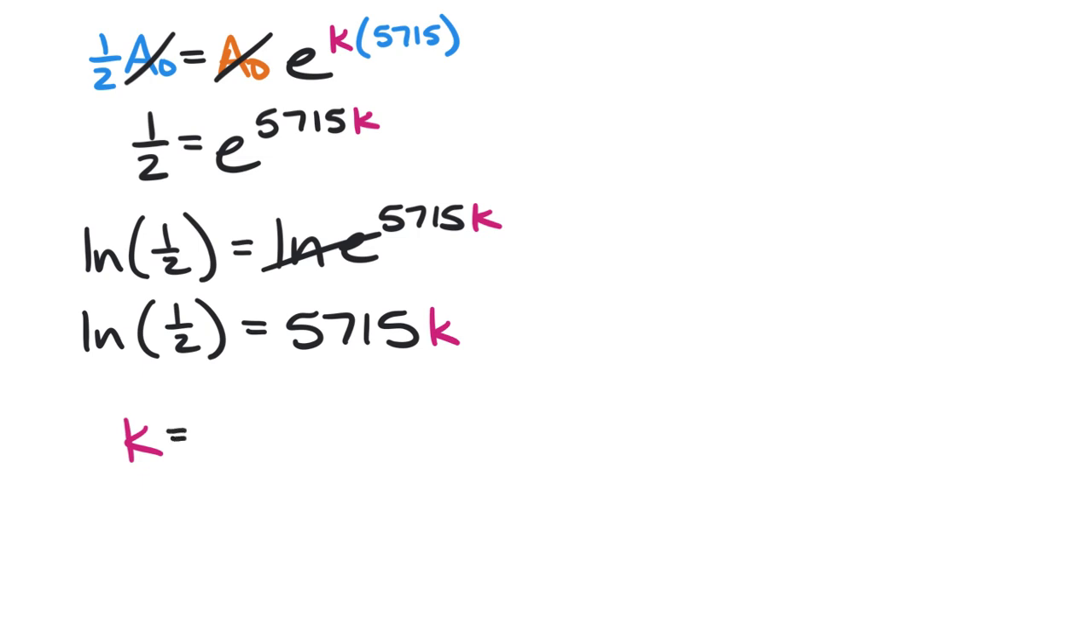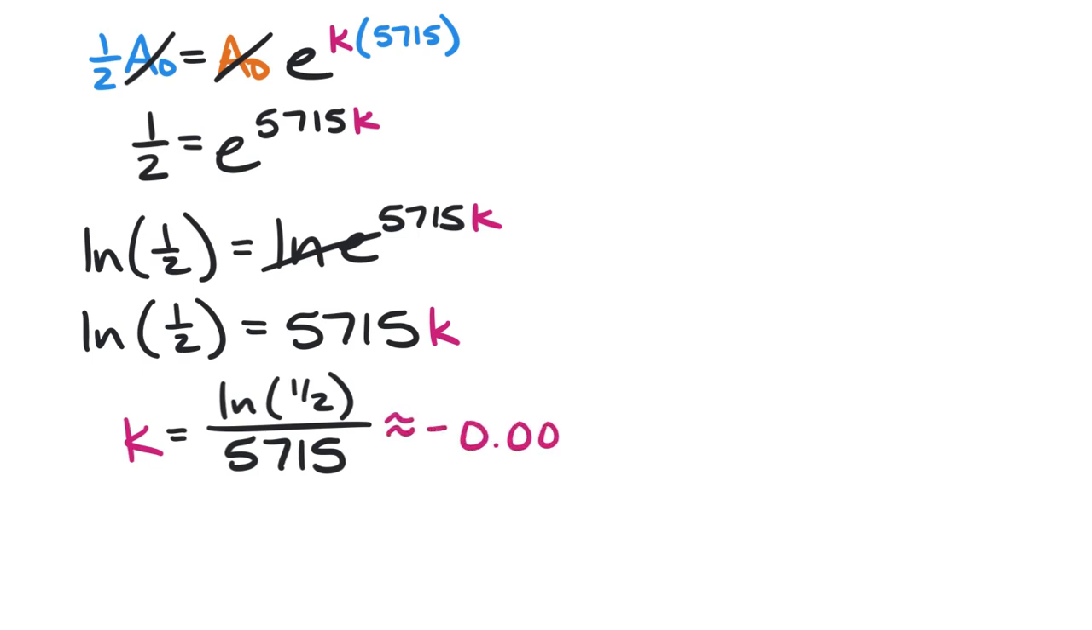K would be equal to the natural log of 1/2 divided by 5715. No problem. And if you throw that into a calculator, you will get approximately, and we're going to use a lot of decimals here, negative 0.000121 as your k value.